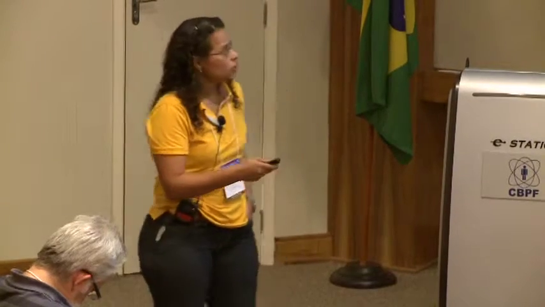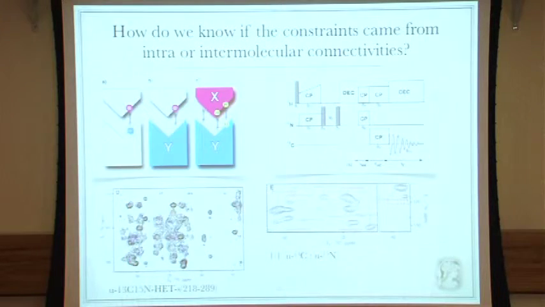We have other strategies. For instance, in the case of fibrils, we have, for instance, two monomers binding to each other. How could I know the structure of one and the other and the interaction between them? So I needed to discriminate between intra and intermolecular connectivities. I could do that using different kinds of labelings. For instance, I can use one monomer labeled with nitrogen and the second labeled with carbons. So if I have the connection between them, I can observe the cross peak.